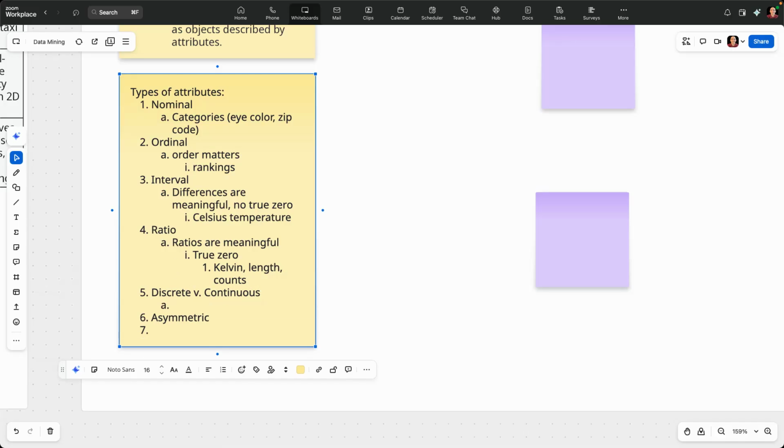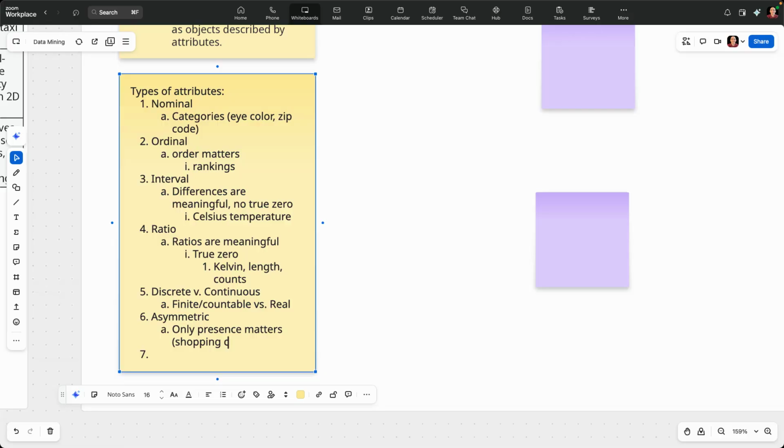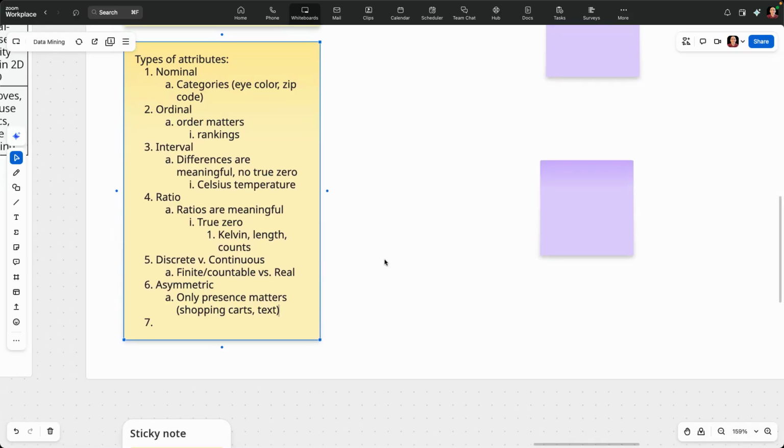Discrete versus continuous: finite, countable versus real. And only presence matters for asymmetric. Only presence matters. Shopping carts, text. Okay, so those are our types of attributes.